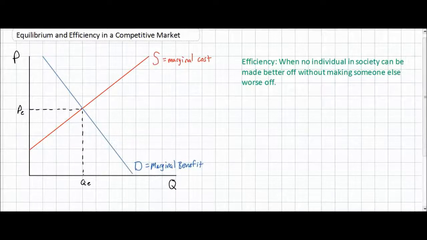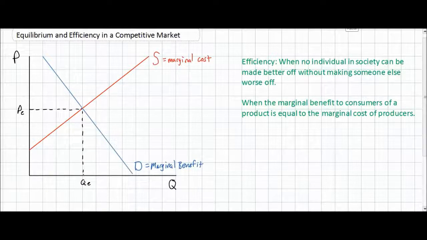There's another way to explain this graphically. In a market for a good, efficiency exists when the marginal benefit to consumers of consuming the product is equal to the marginal cost to producers to make the product. So let's look at the market over here on the left. Let's consider this the market for movie tickets.